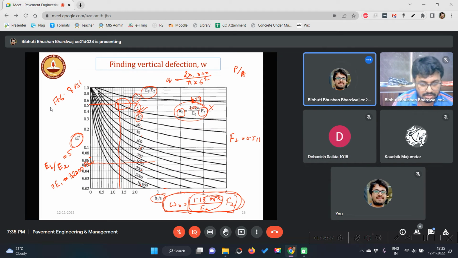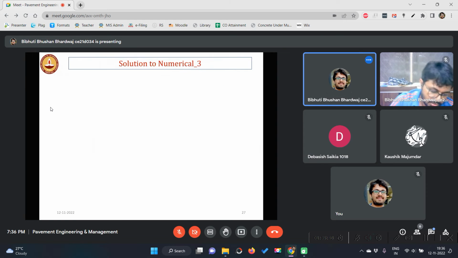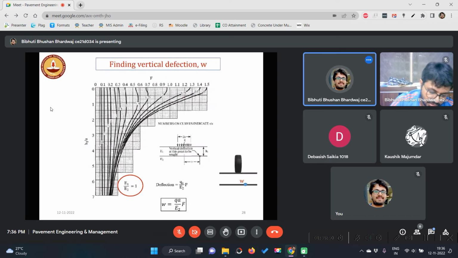You have not used this equation? No, sir, while preparing for GATE. I think you should come across this equation where 1.18 is for rigid plate; for flexible plate it will be different. In foundation engineering, generally these things are taught. Okay, so that's it. Now, finding particle deflection.